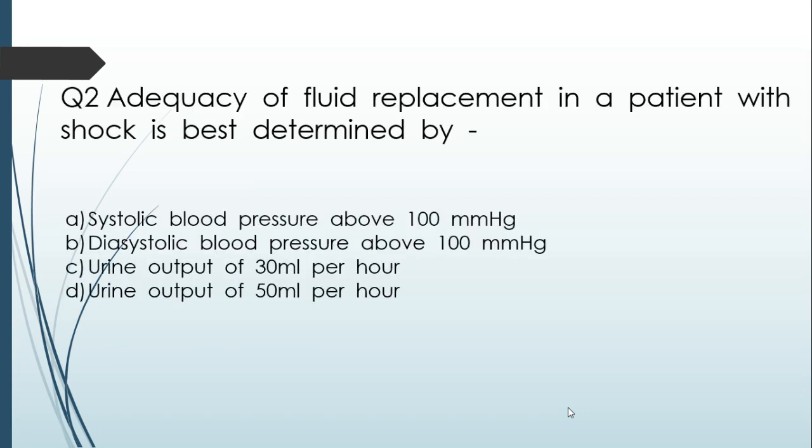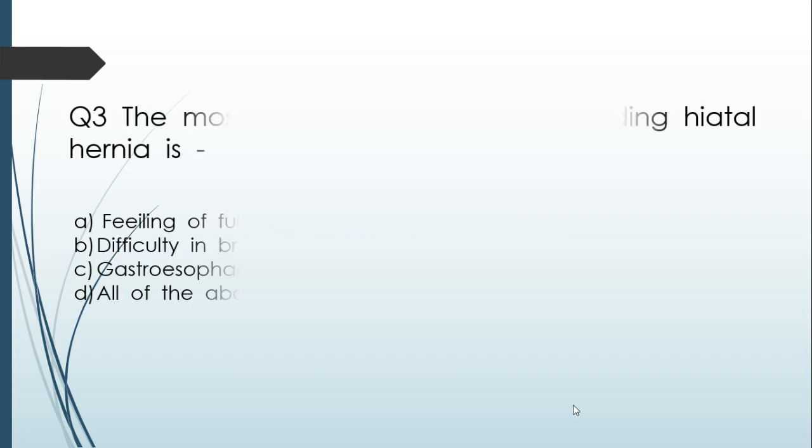My second question is adequacy of fluid replacement in a patient with shock is best determined by option A systolic blood pressure above 100 mmHg, option B diastolic blood pressure above 100 mmHg, option C urine output of 30 ml per hour, and option D urine output of 50 ml per hour, and its answer is urine output of 30 ml per hour.